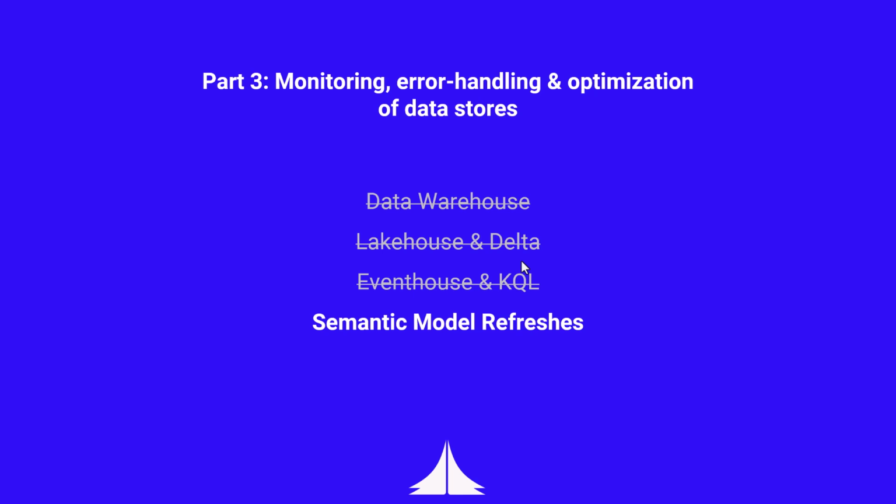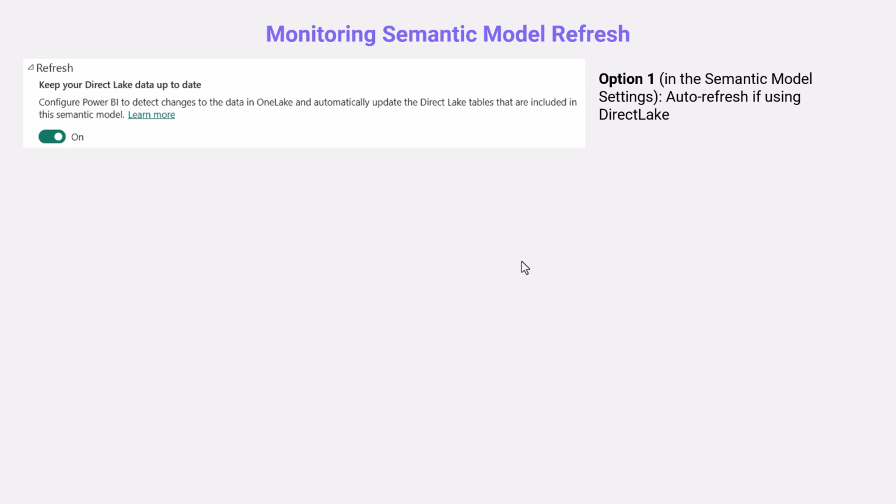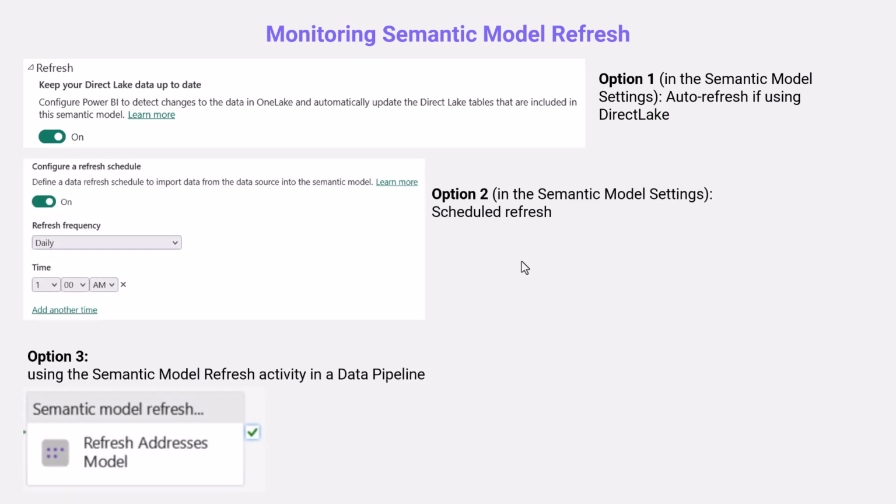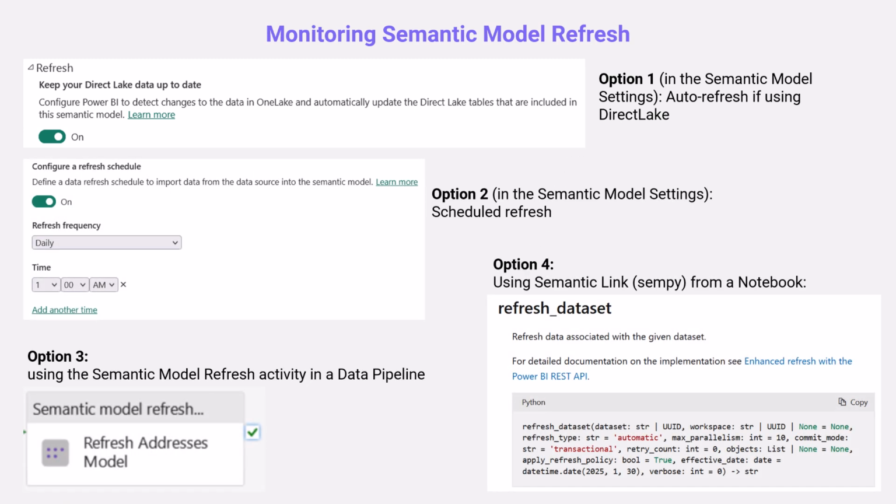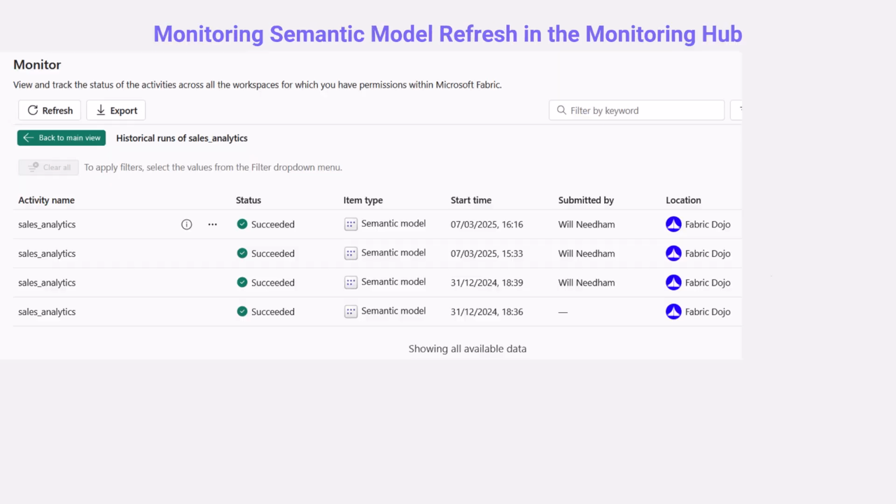All right, let's wrap up this video by talking about monitoring of semantic model refreshes. So previously in this series, we looked at triggering semantic model refreshes, and we talked about 4 different options available to you here. Now, the monitoring of semantic model refreshes depends on how you trigger it. Now, the traditional way, if you just set up your semantic model on a schedule, or at least one of the places you can look, is the good old monitoring hub.